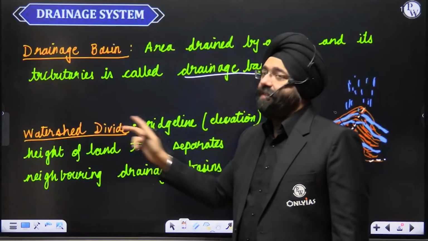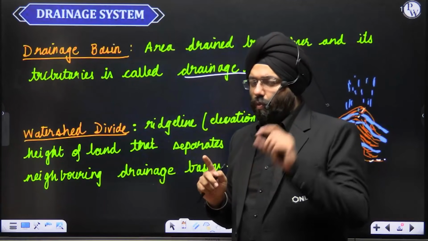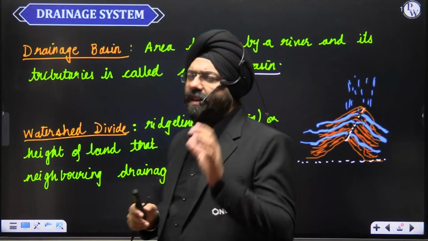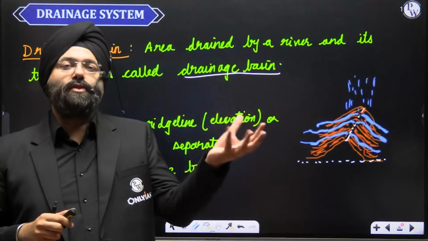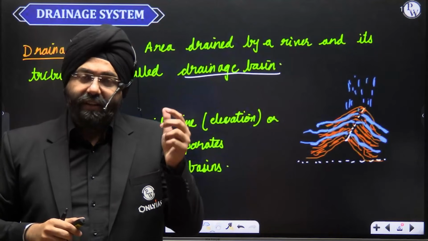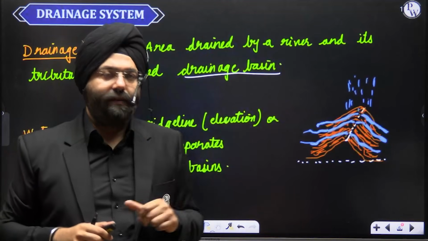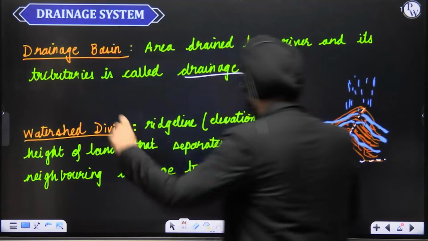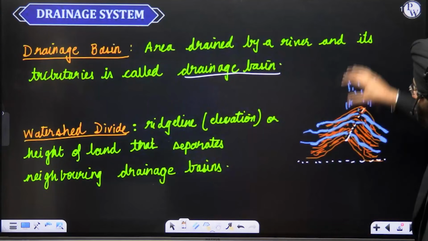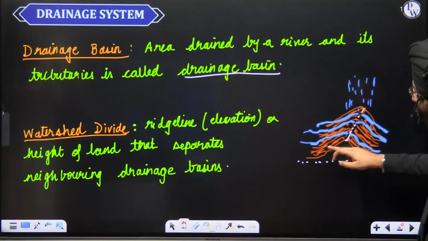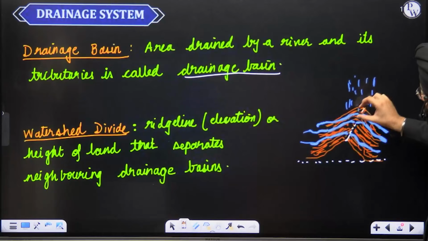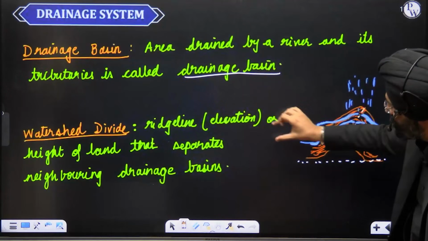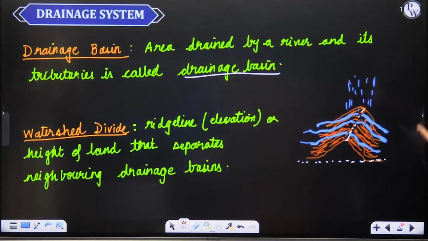Next is watershed divide. Now please understand, what is the meaning of watershed? You know very well that the catchment area of a small river can be called a watershed. But there is something else known as watershed divide. Let us assume this. Supposing rainfall is occurring and there is a small mountain-like structure or elevation that is present. Now, water will be falling. Because of this elevation, some water in the form of streams will be flowing this way. Some will be flowing this side, right?